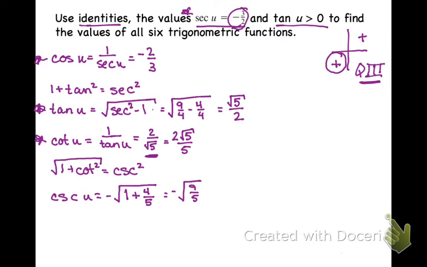Wait, how did you get the 4/5 again? Because I squared the cotangent. 2 squared is 4. The square root of 5 squared is 5. Okay, what's the square root of 9? 3. And the square root of 5 is going to be the square root of 5, so we can't leave it like that, can we? So it's going to be negative 3 square root of 5 over 5.